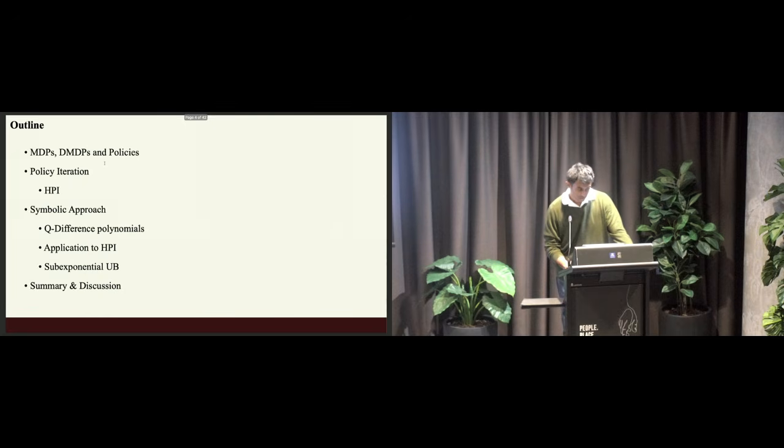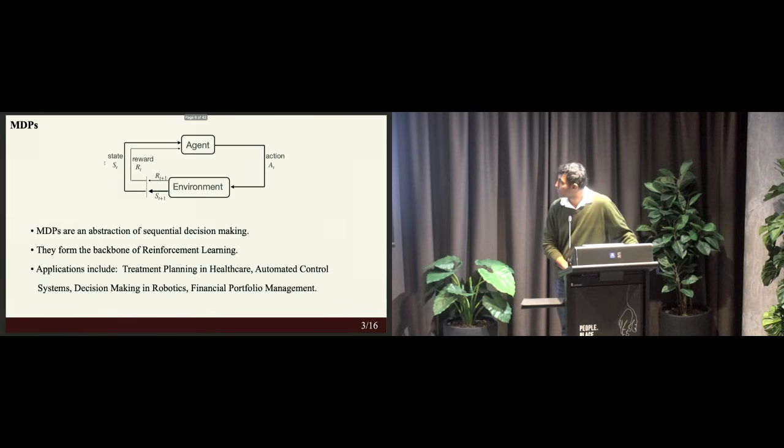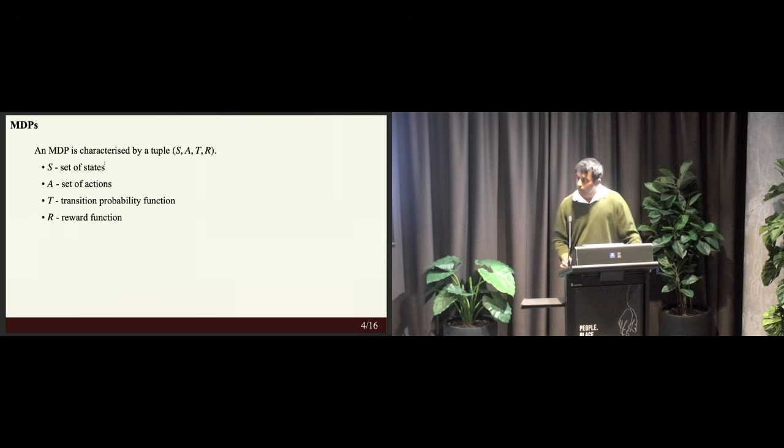Okay. So I shall briefly give an introduction to MDPs, DMDPs and policies, and then we shall look at the method. MDPs, Markov decision processes, are an abstraction of sequential decision making. They are used everywhere in reinforcement learning, be it planning, healthcare and automated control systems. Formally, an MDP consists of a set of states, a set of actions, a transition probability function and a reward function. We are interested in deterministic MDPs, where the transitions are limited to 0 and 1.